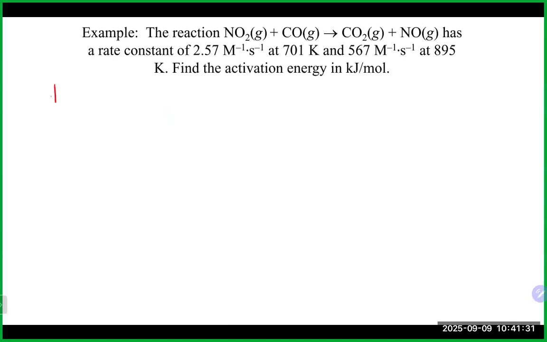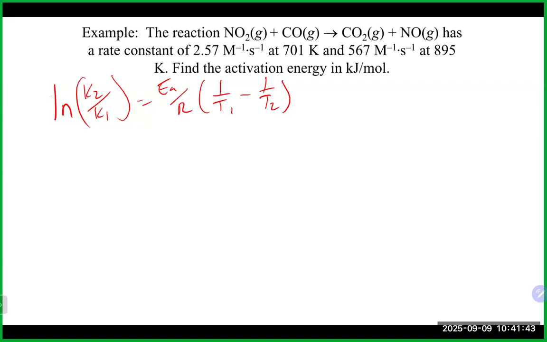We definitely don't want to do any graphing here. So we go natural log of K2 over K1, and that equals our E of A over R, 1 over our temperature minus 1 over our other temperature, both in Kelvin, which looks like they are. So we could call K1 here 2.57, and that goes with a T1 of 701. Again, if it wasn't converted to Kelvin, we definitely would need to do that.